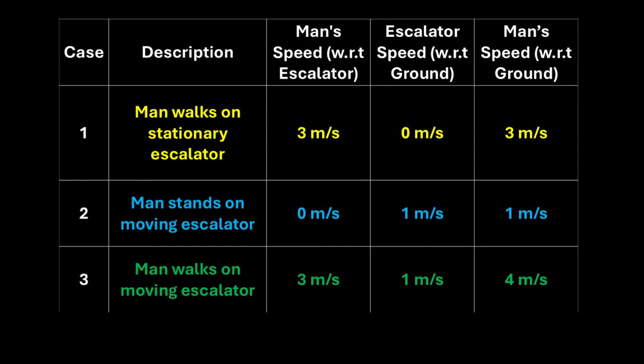Now, everything that I see here is with respect to ground. So, an observer standing on the ground would see a man at 3 meter per second, would see the same man at 1 meter per second if he's standing on a moving escalator. But this observer standing on the ground would see the same man who is walking on an escalator, which is moving at 1 meter per second, where the man is moving at 3 meter per second, in a combined speed of 4 meter per second.